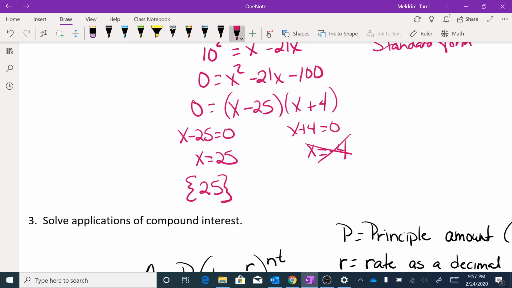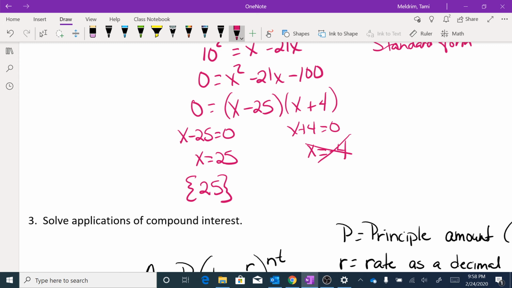If you have one log, put it in exponential form and solve. When you have two logs, when you have logs on both sides, you can use that property 4 and set what we're taking the log of equal to each other.